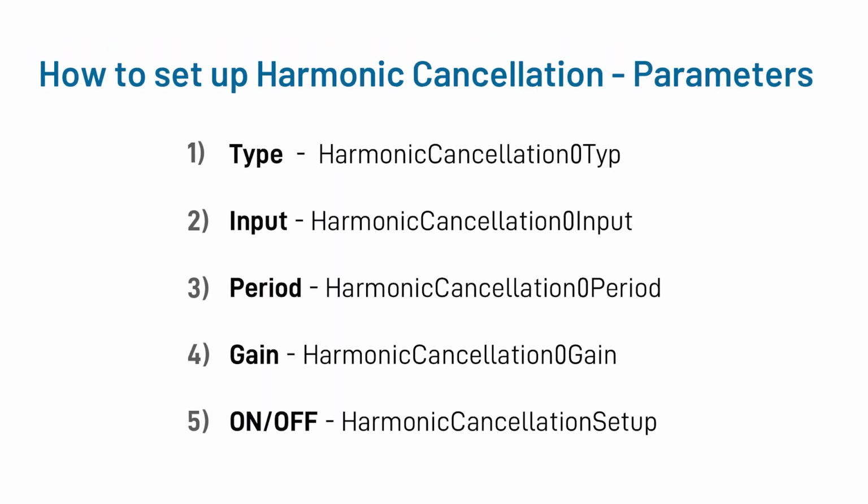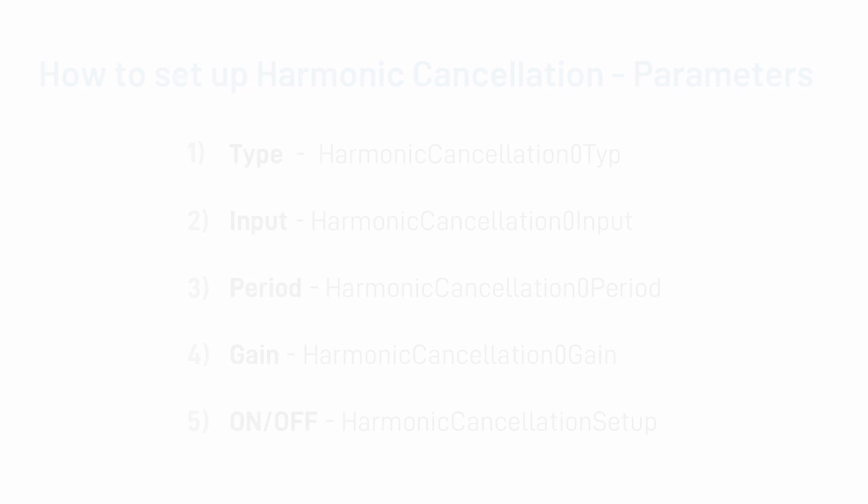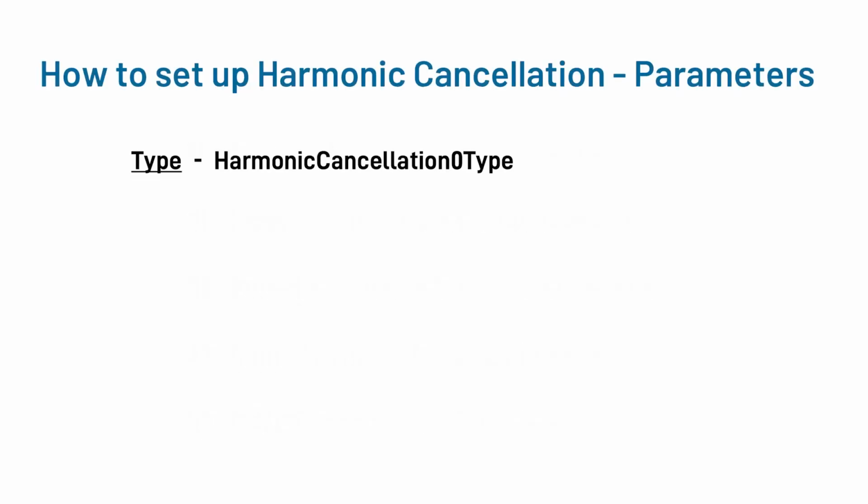To set up harmonic cancellation, you will need to configure 5 types of parameters: the type, the input, the period, the gain, and then finally actually turning it on and off. Each of those are going to be indicated by the parameters you see here. Let's start at type.